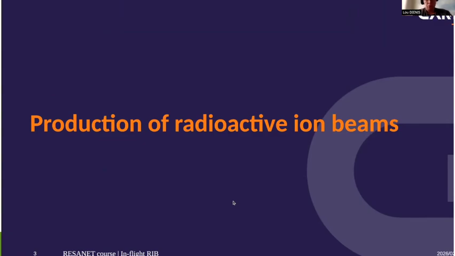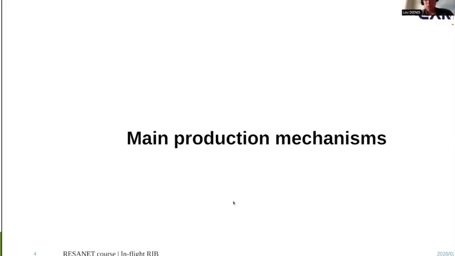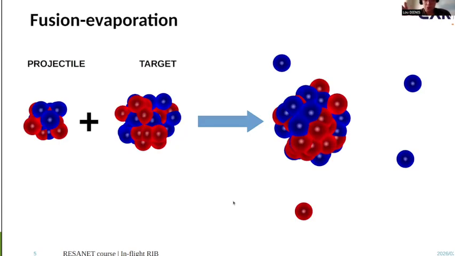So starting with the production of radioactive beam, he will present the main production mechanisms. The only one that was cut was the fusion evaporation. So basically, in fusion evaporation, you have the projectile, so the beam, that will fuse with the target to make a compound, and then it will eject neutrons or charged particles by evaporation, creating exotic nuclei. And then for the next part, I will let you go.